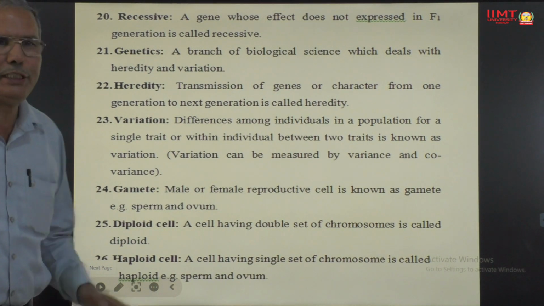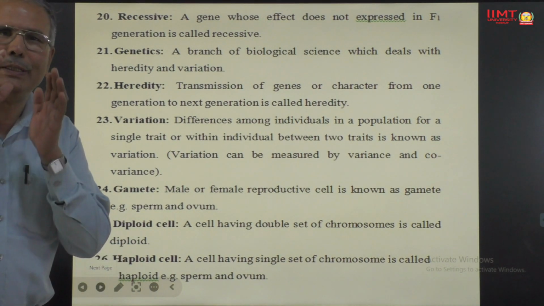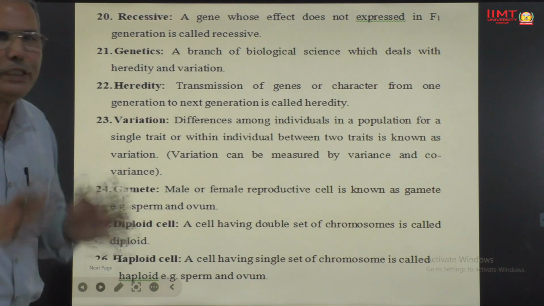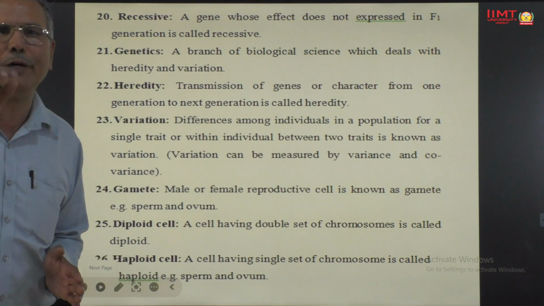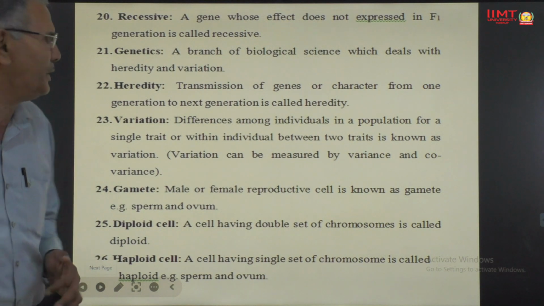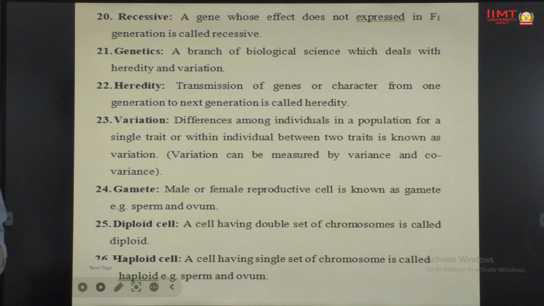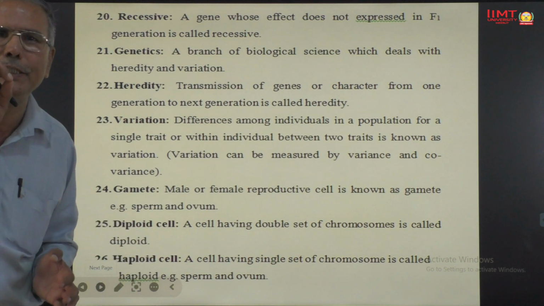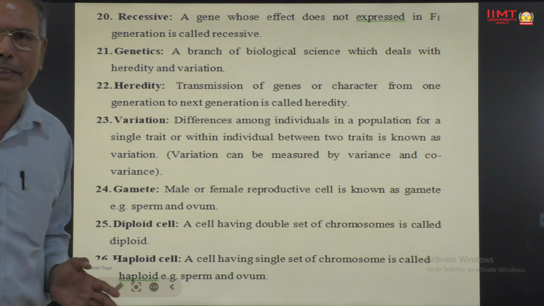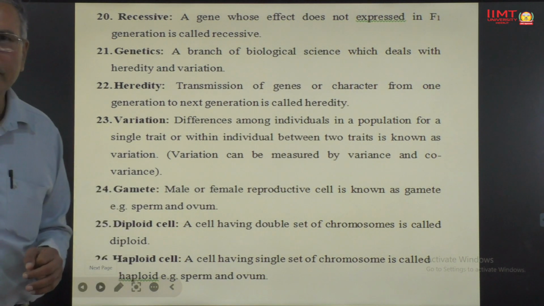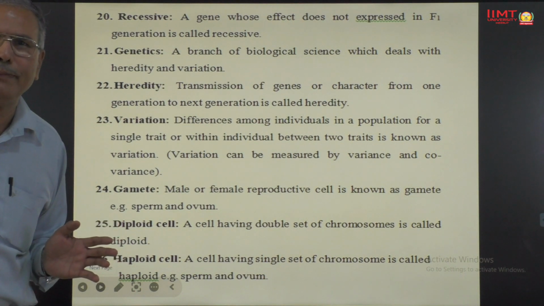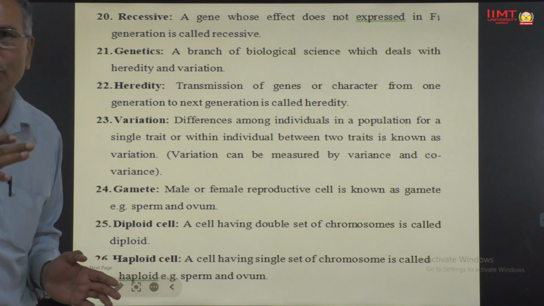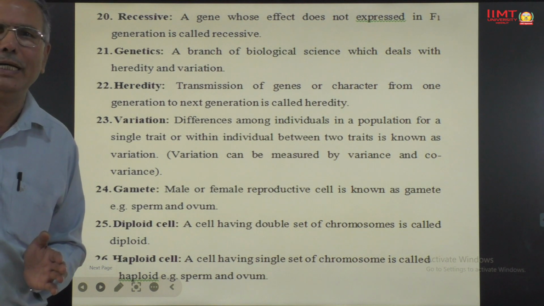Recessive. A gene whose effect does not express in the F1 generation is known as a recessive gene. Genetics. What is genetics? A branch of biological science which deals with heredity and variation is known as genetics. What is heredity? Transmission of characters or transmission of genes from one generation to the next generation is known as heredity.